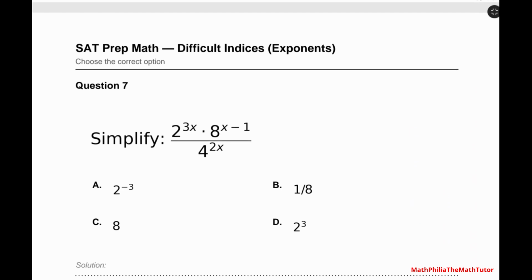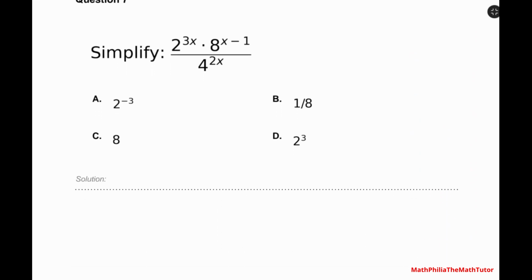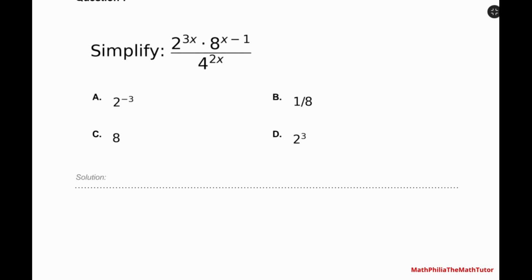Let's continue. We have question number 7. This one also is a simplification question. Again, the same approach. We have base 2, base 8, and base 4. We want the bases to be the same. Most of the time, if you have this type of question, look at them. Which one is the smallest base here? Is it 4, 8, or 2? Obviously, 2 is the smallest base. So just try to convert all of them to the base of 2. That will make your work easier.